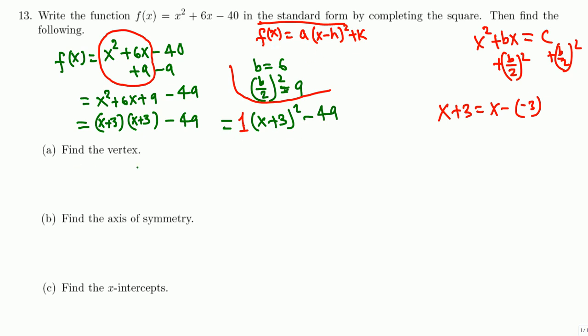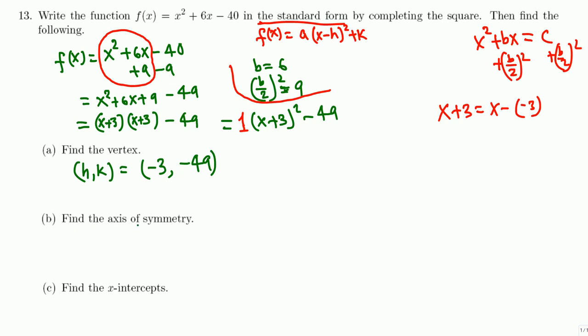Now we answer a couple of questions. Find the vertex. Vertex means (h, k). So x minus negative 3, because we need x minus h. So h is negative 3, plus k, so negative 49. So (negative 3, negative 49) is the vertex.